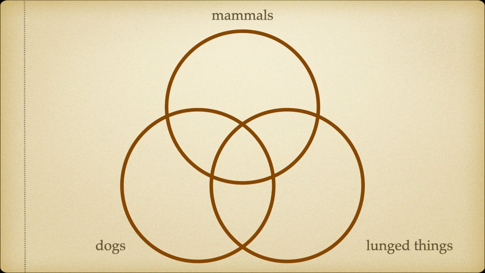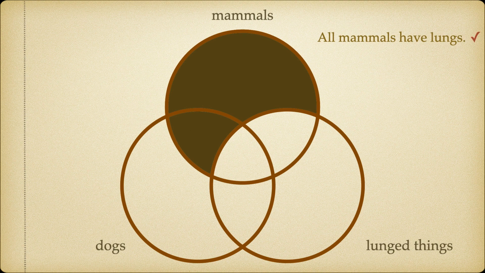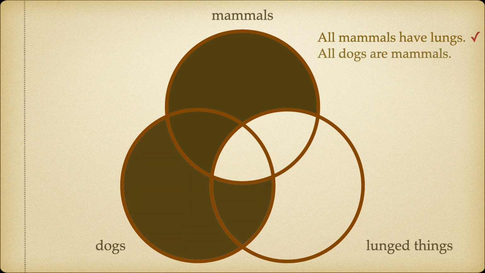There are three terms in this argument: dogs, mammals, and things with lungs, which we can represent as three overlapping sets. We can visualize the first premise by shading out or eliminating the areas excluded by that premise. Since, according to the premise, there are no mammals without lungs, those parts of the set will be empty, so we've shaded them out. The second premise tells us that there are no dogs that are not also mammals, so we shade out that region as well, since it is going to be empty.